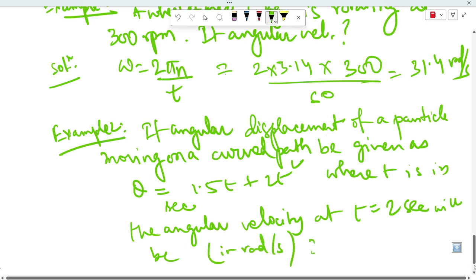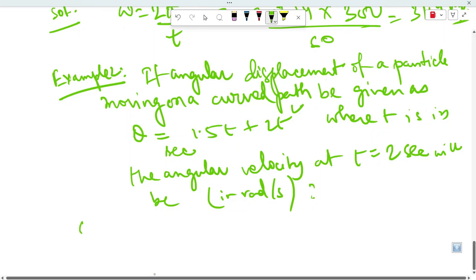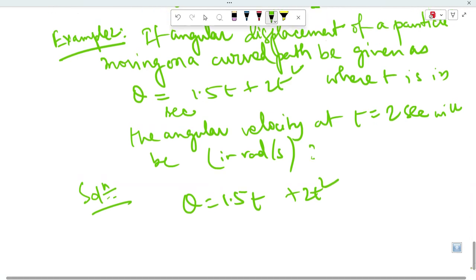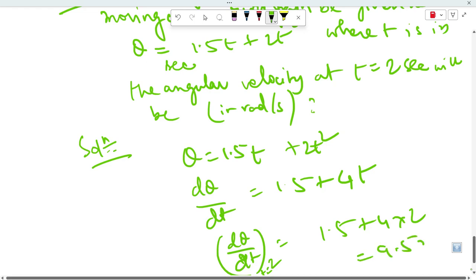Let us write the solution. Theta is equal to 1.5 t plus 2 t square. Let us do d theta by dt: 1.5 plus 4t. Now d theta by dt at t equal to 2 seconds will be 1.5 plus 4 into 2, equal to 9.5 rad per second.